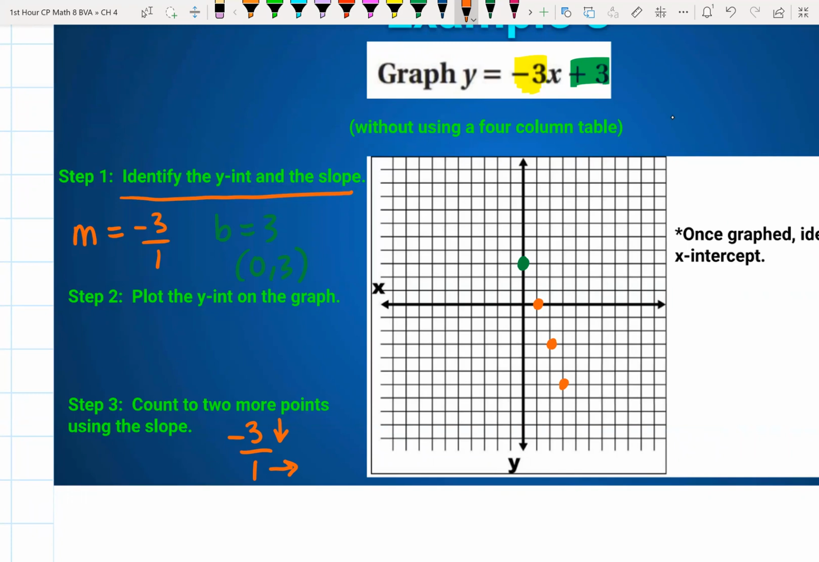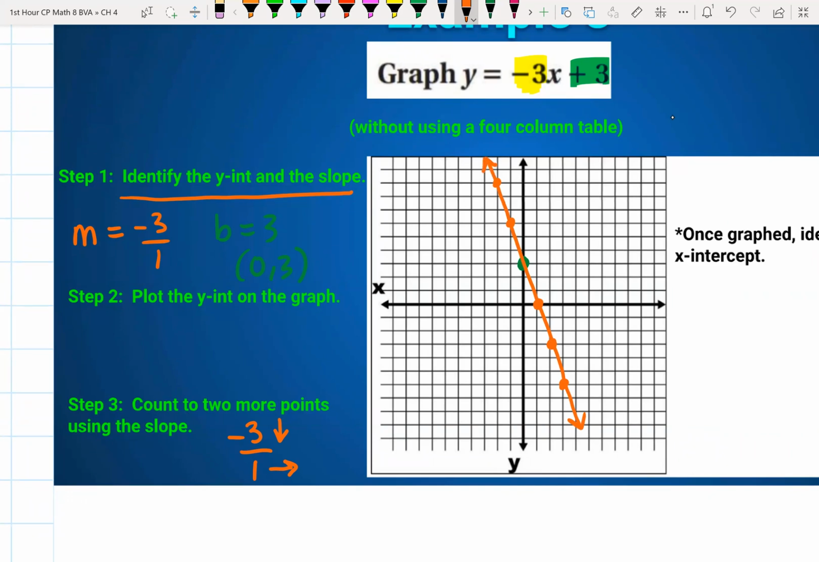If we were to continue this trend in the opposite direction, we would go up 3, left 1, in order to make our straight line. So that's exactly what we're going to do. And now take your ruler and draw your line through your points with arrows at either end.